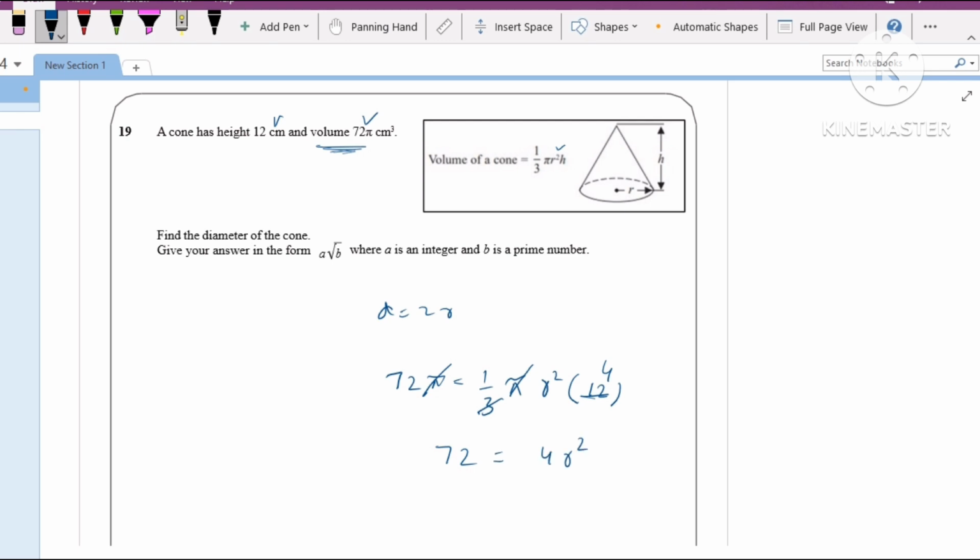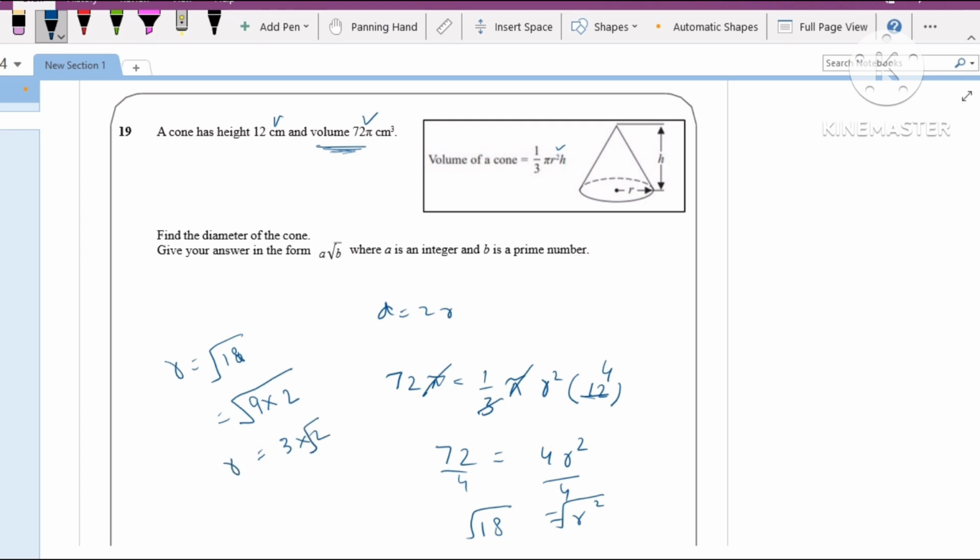This 4 will be divided on both sides. So r square is equal to 72 divided by 4. That is 4 ones are 4, 18. So taking square root of 18, radius is equal to square root of 18. This surd can be simplified because we have a perfect square within 18, 9 times 2. So this becomes 3 square root 2, and this is the radius.